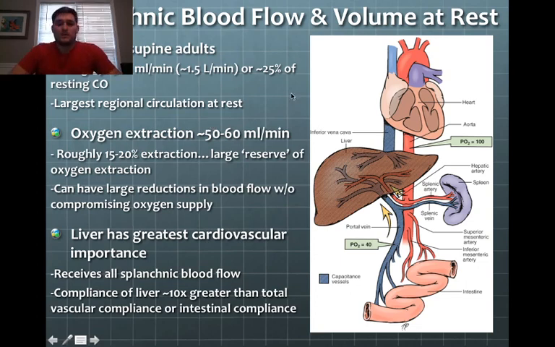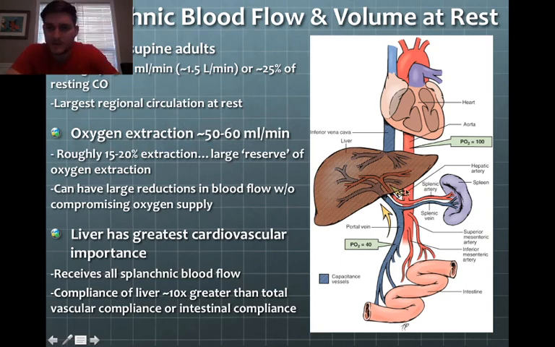So we need to discuss that the splanchnic circulation receives a lot of blood at rest. In most adults, that's around 1.5 liters of blood per minute, or 25% of our cardiac output. It's the largest regional circulation. It receives the most blood flow during rest, right?